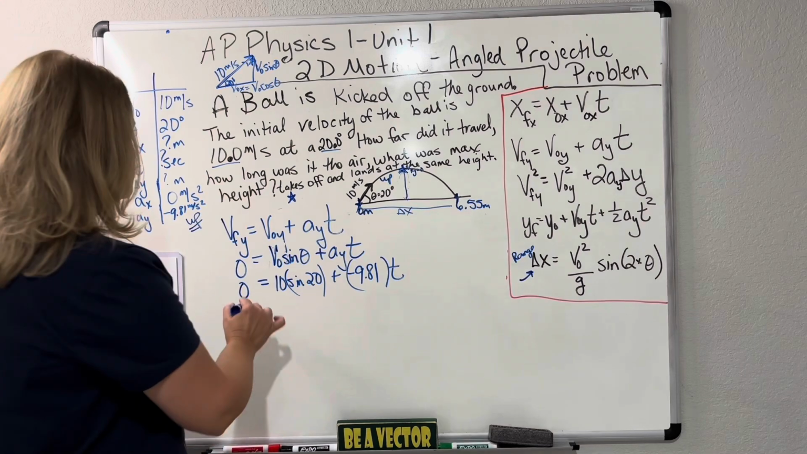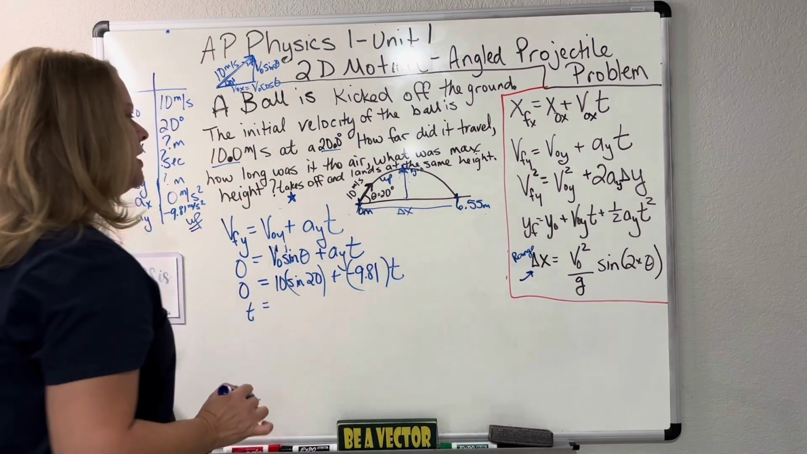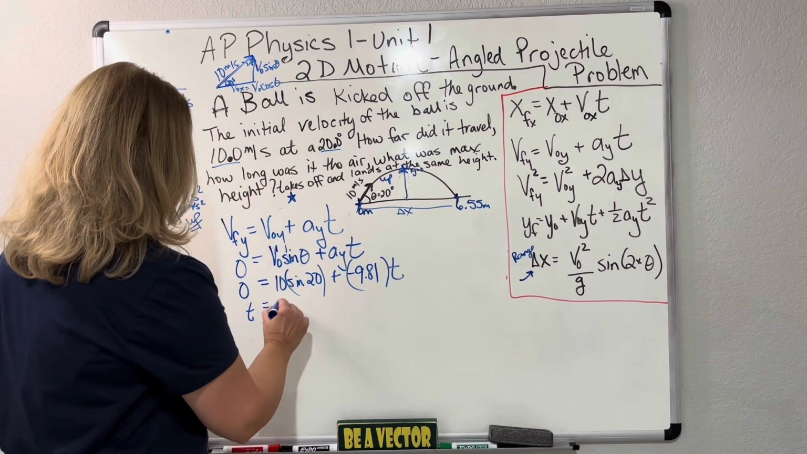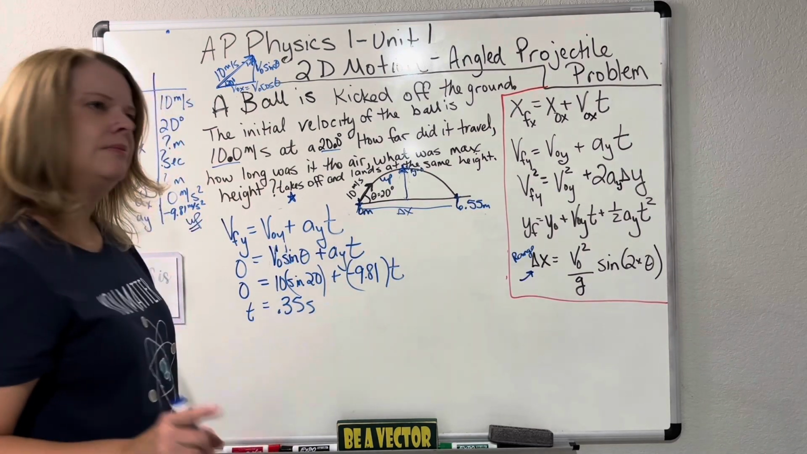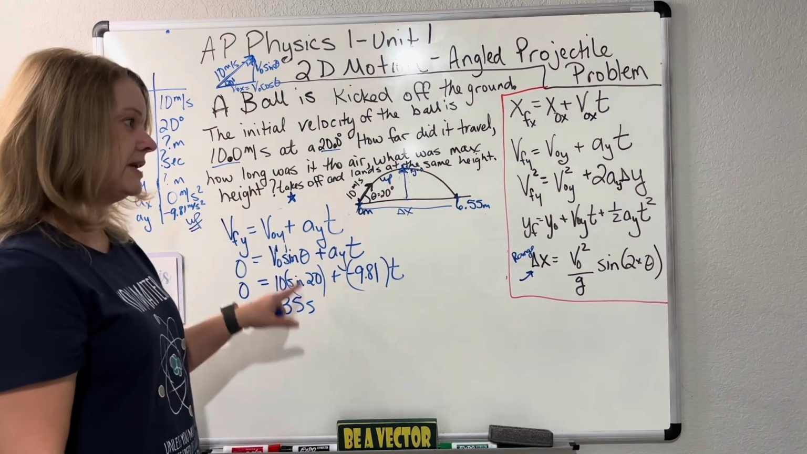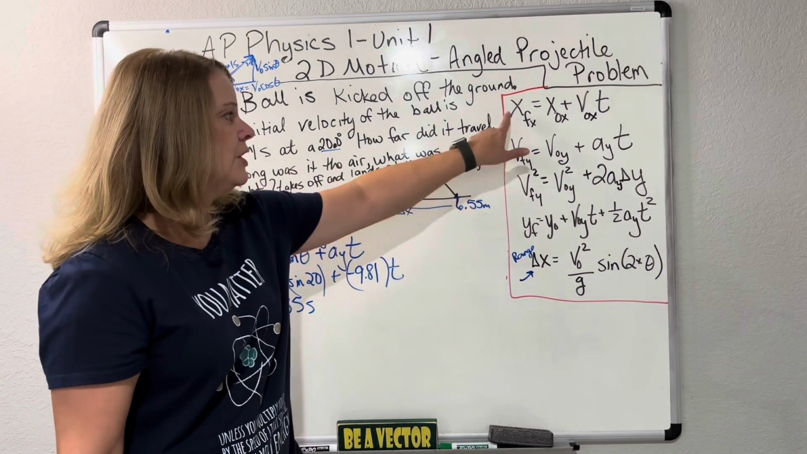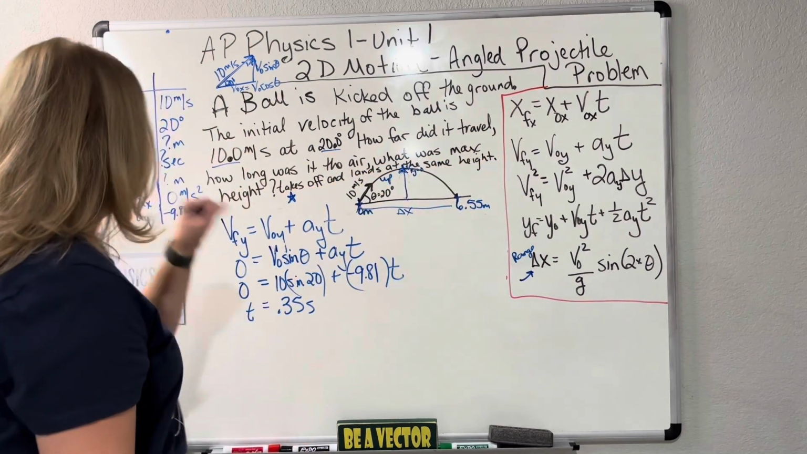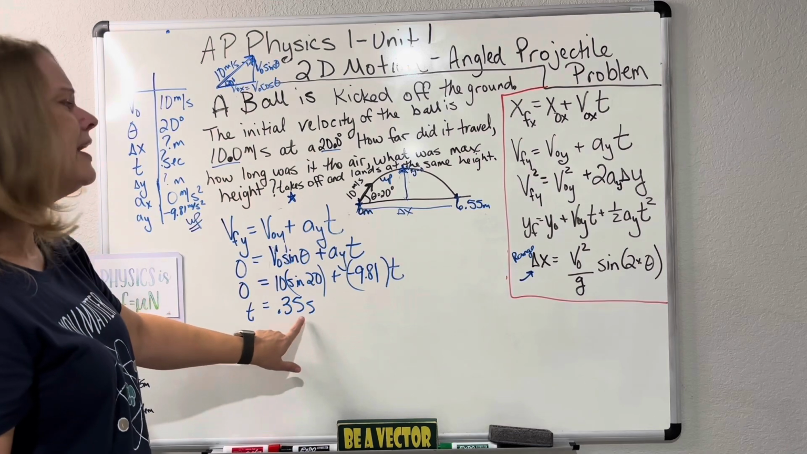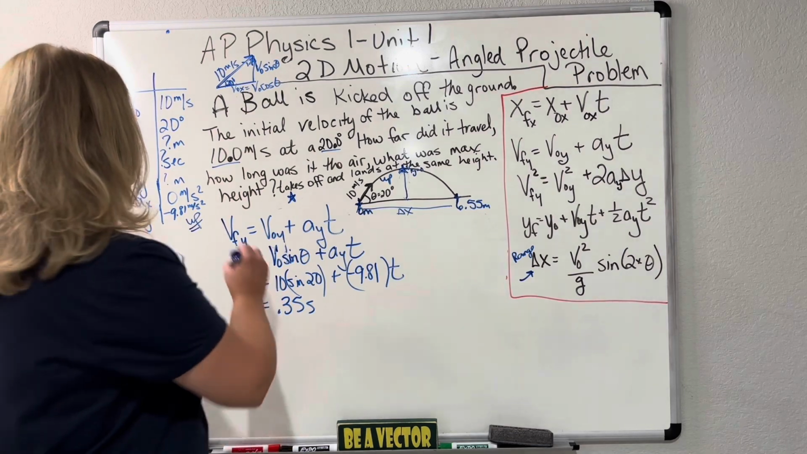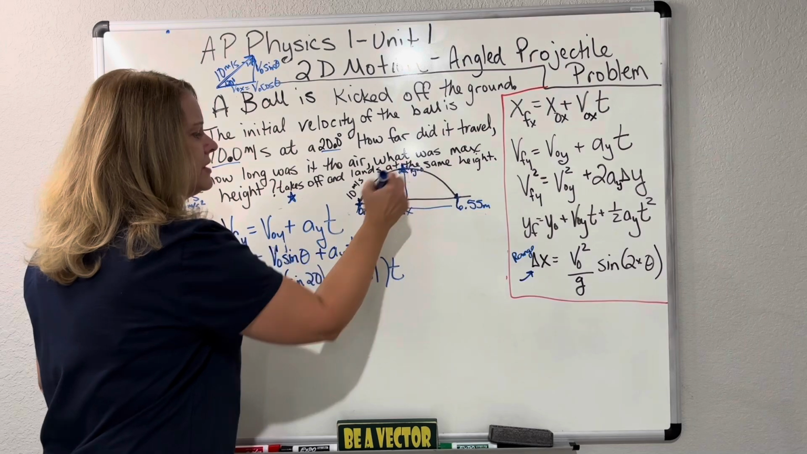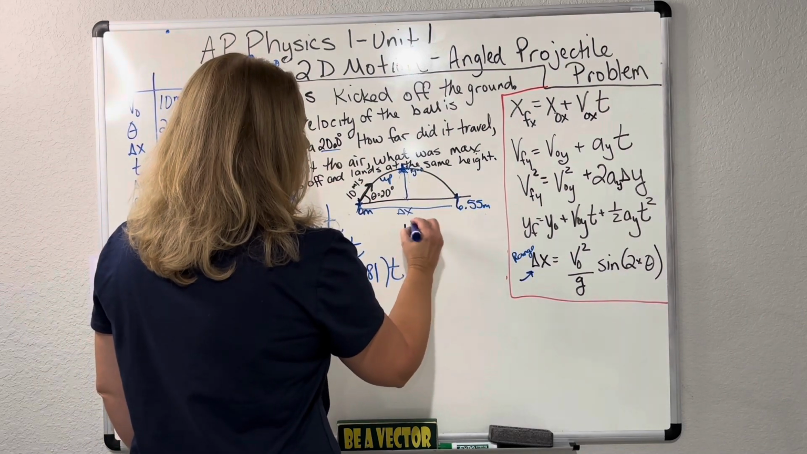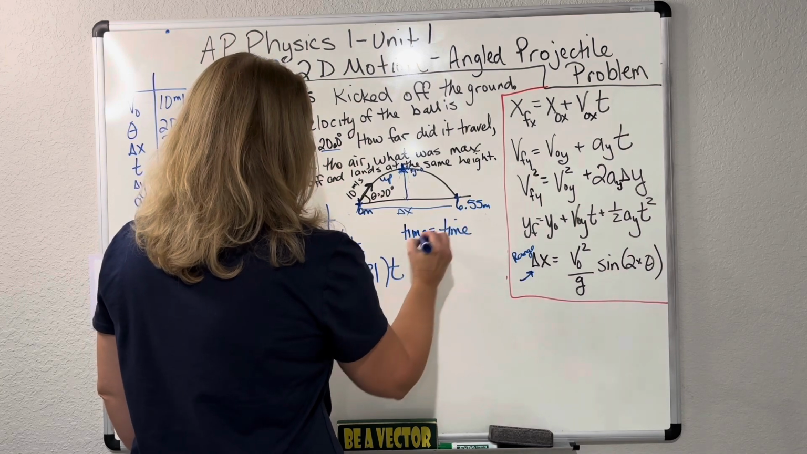Okay, if you were to do this, you're going to get a time that is approximately 0.35 seconds. And you're like, wait a minute, you told me I would get the same time whether I did this equation or this one. And I got 0.7 seconds here. Excuse me. That is only because we only went up. If an object takes off and lands at the same height, then time up is going to equal time down.